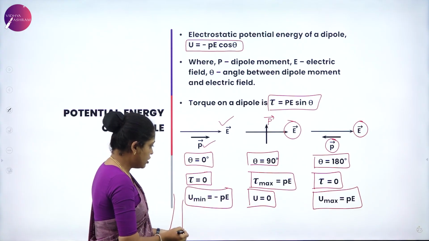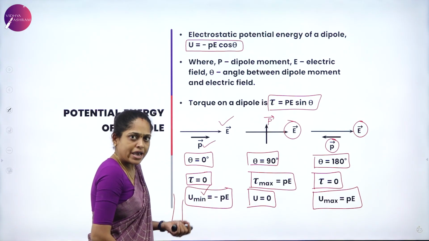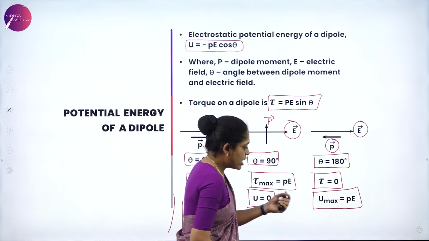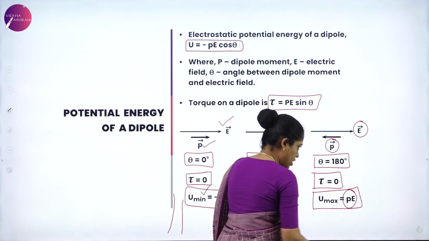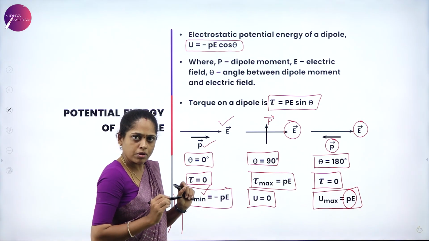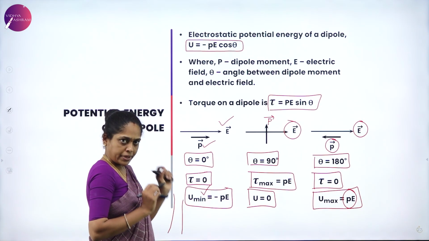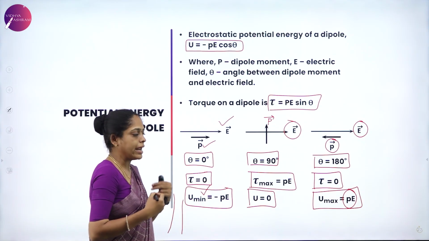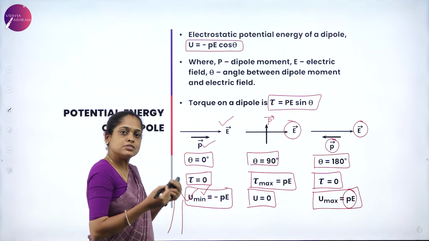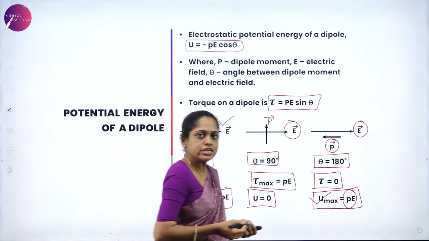And observe the values here, where the potential energy value is minus PE, that is the minimum value, and the maximum value of the potential energy is PE for the angle 180 degree. So you have to remember this: when theta is equal to 0 degree, meaning dipole moment and electric field are in the same direction, then the potential energy is minimum. When they are in opposite direction, the potential energy is maximum.